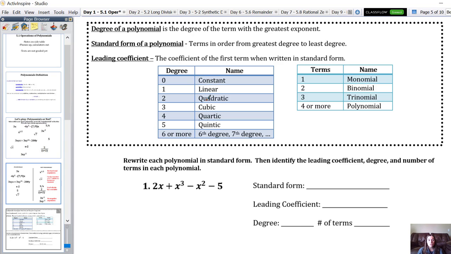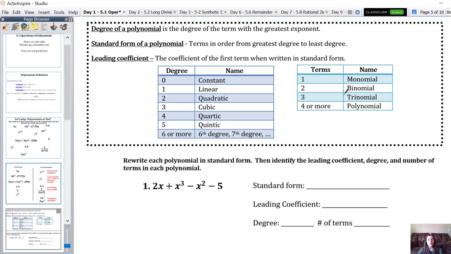All of these we've seen before. Then some new stuff might be a degree of 3 being a cubic. A degree of 4 is called a quartic. A degree of 5 is called a quintic. And then a degree of 6 or more, we just call it by that number: 6th degree, 7th degree, 8th degree, and so on.